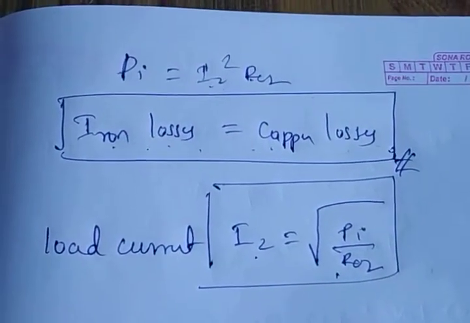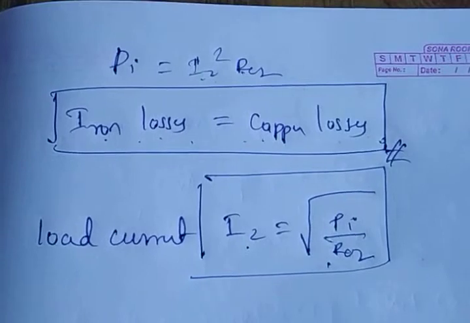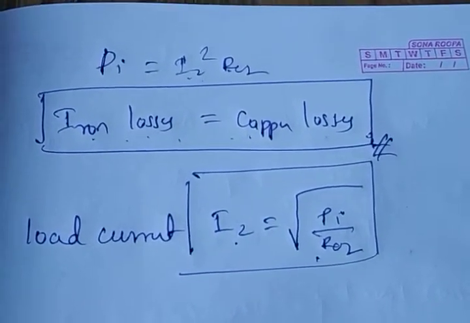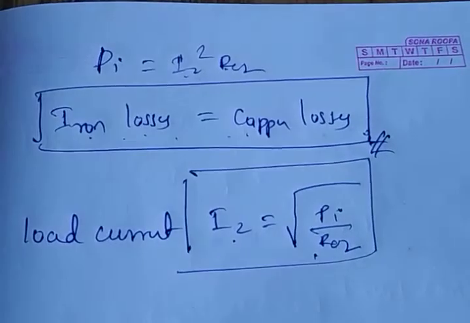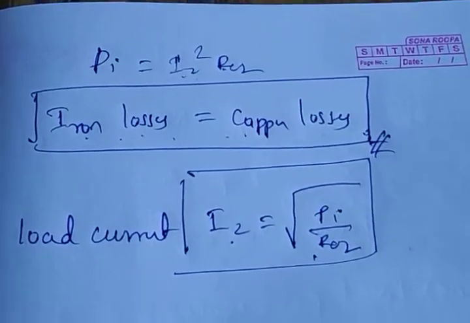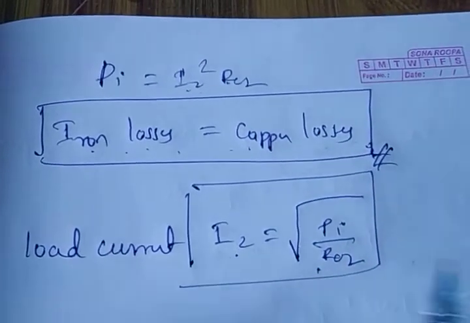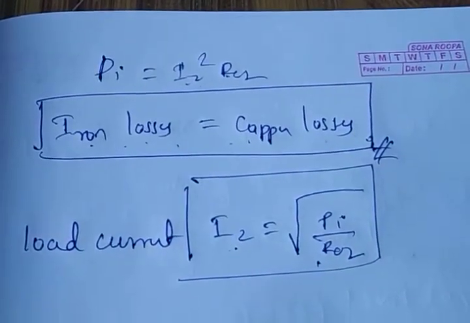In a transformer the iron losses are constant whereas copper losses are variable, so in order to obtain the maximum efficiency, the load current I2 should be such that the total copper loss becomes equal to the iron loss.